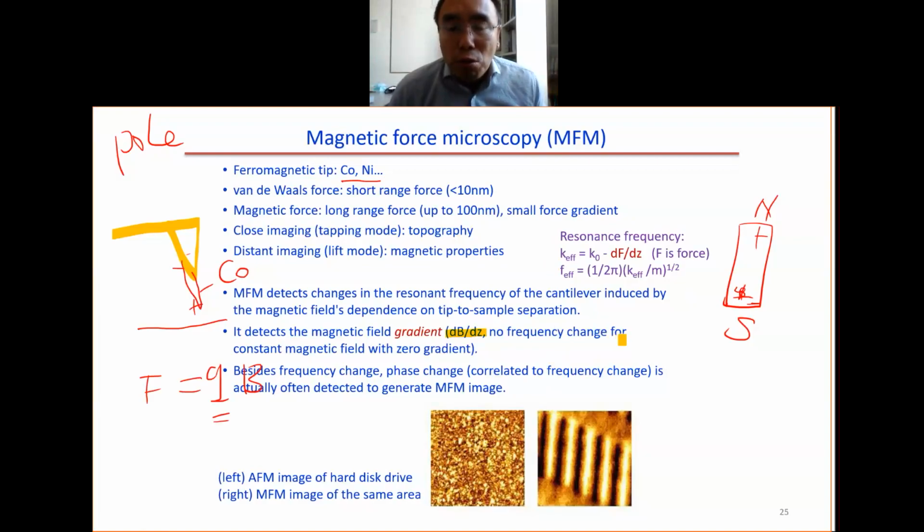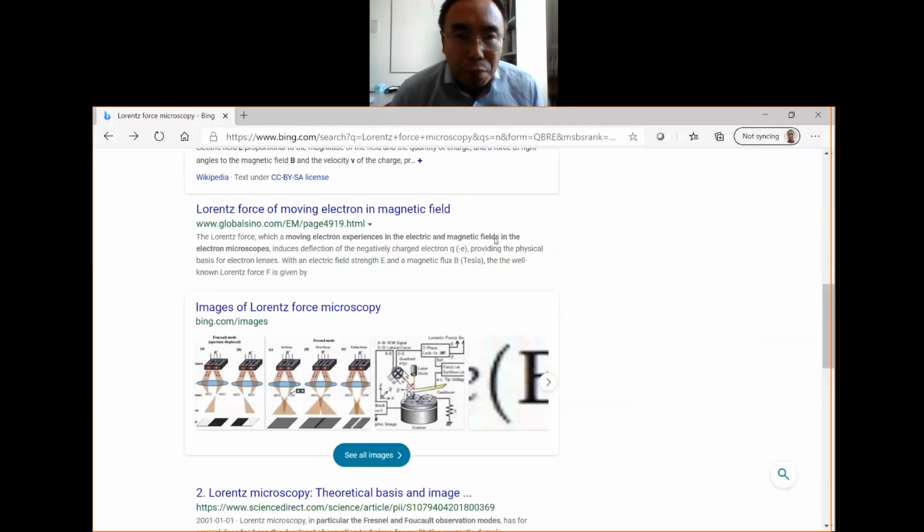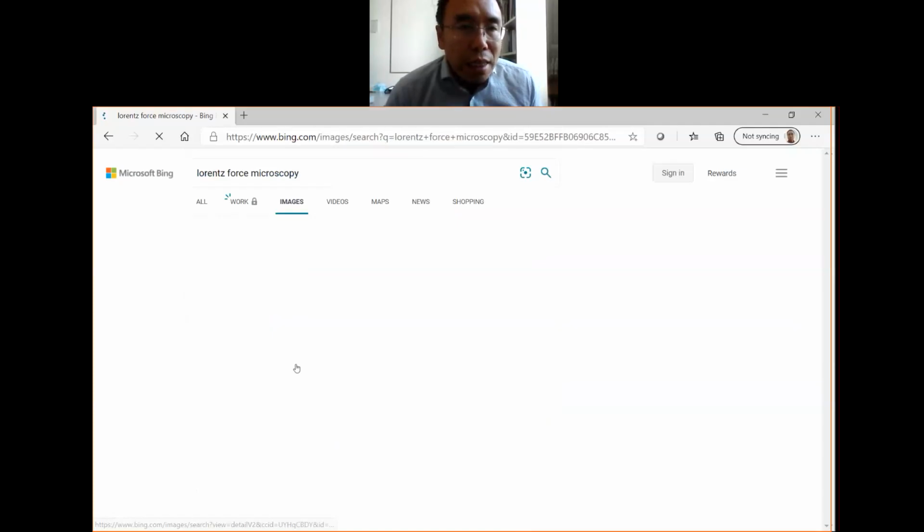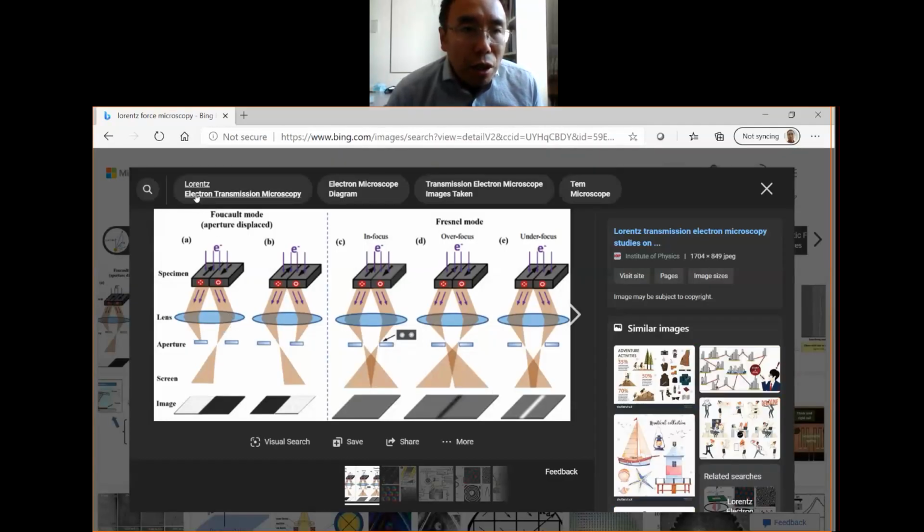What are the other ways to do magnetic measurement? Another way is using the Lorentz force. This is called Lorentz force microscopy, which can also be used to detect magnetic domains. This is done in TEM imaging, the transmission electron microscope, where you can do the Lorentz detection. This can also tell you the domain orientation. When the domain is this way, the electron is deflected this way. When the domain is in this direction, the electron is deflected to the right. This can be detected.